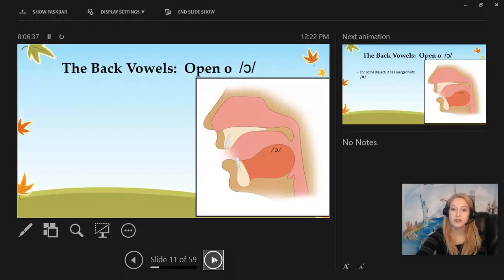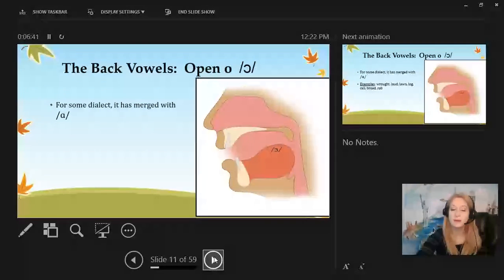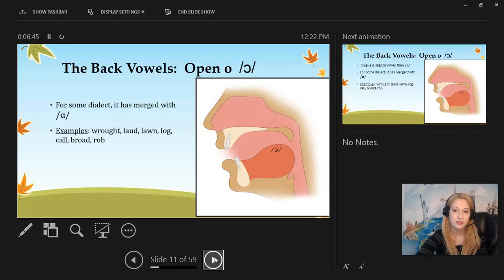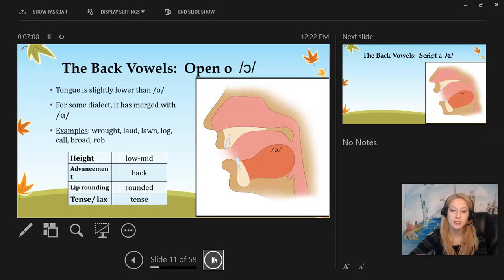The next back vowel is the open O. For some dialects, it has merged with the script A sound. So some examples of the open O are wrought, aw, laud, that aw sound, lawn, log, call, broad, and rob. The tongue is low mid, back, the lips are rounded, and it is tense.